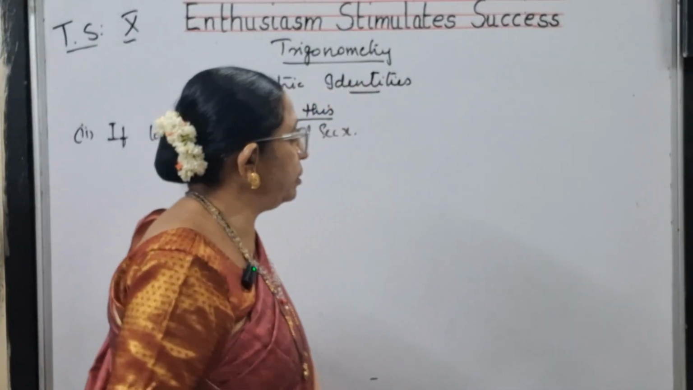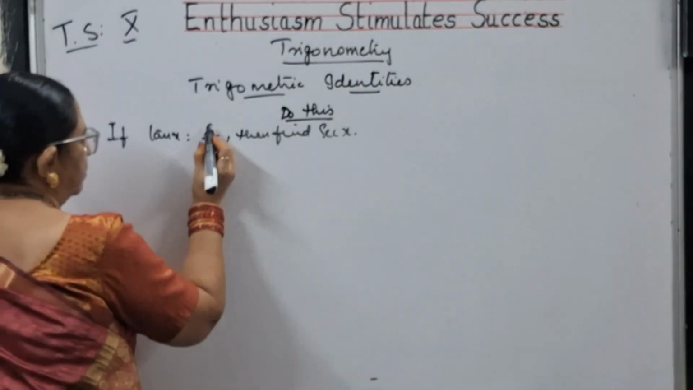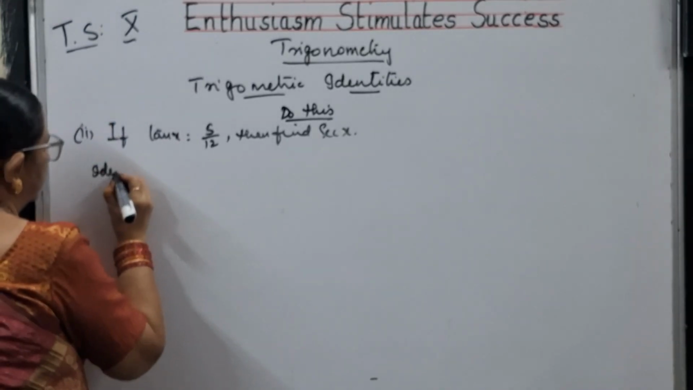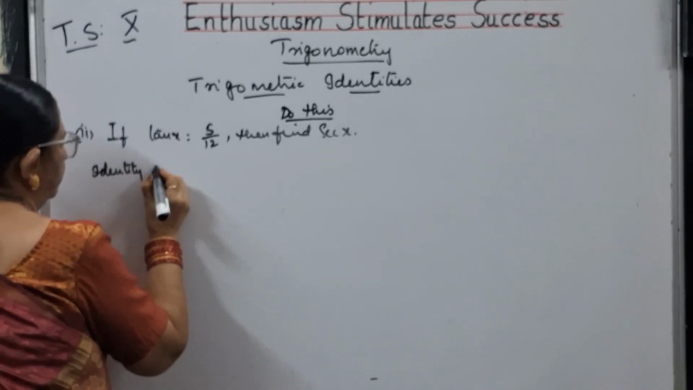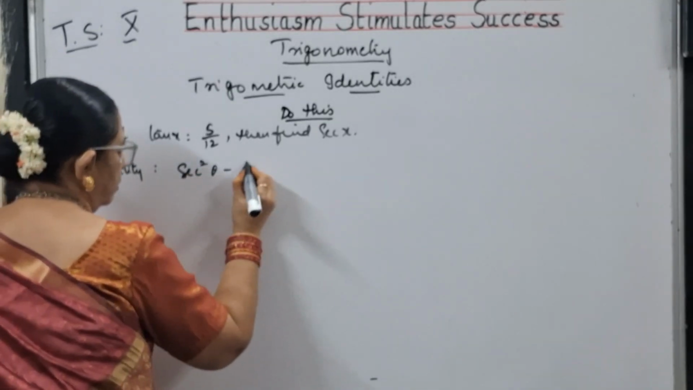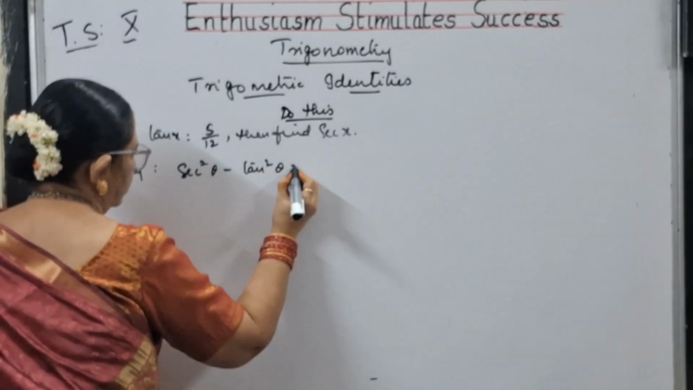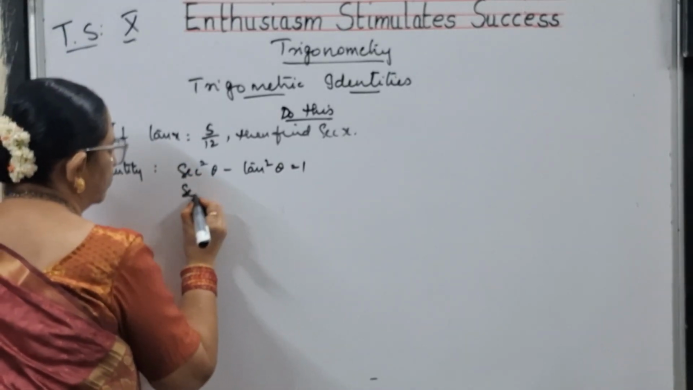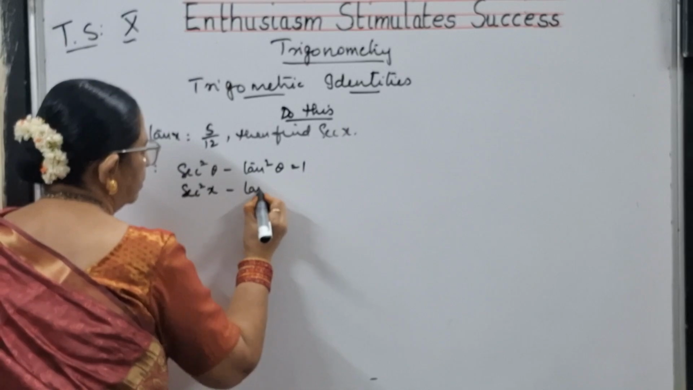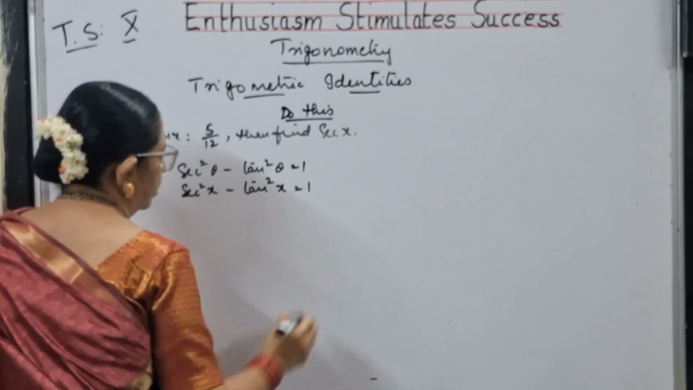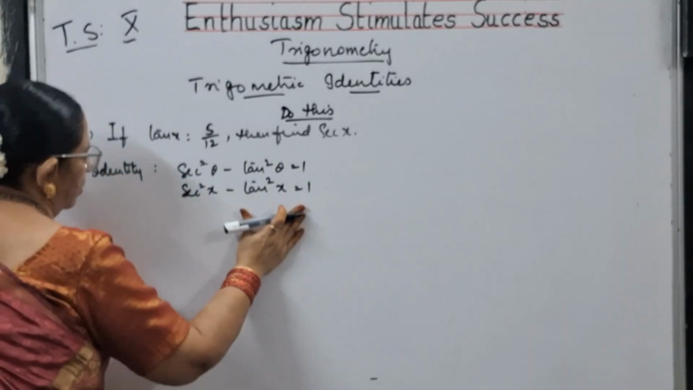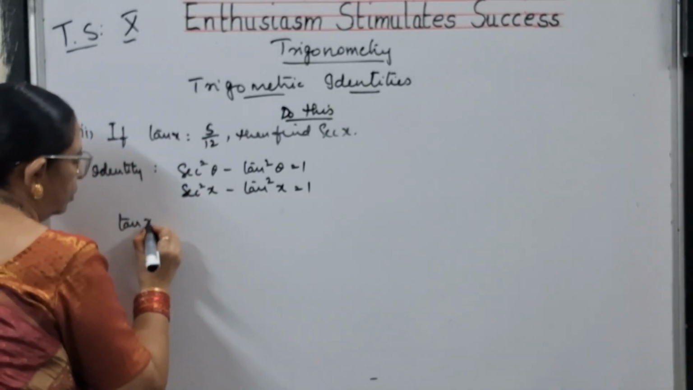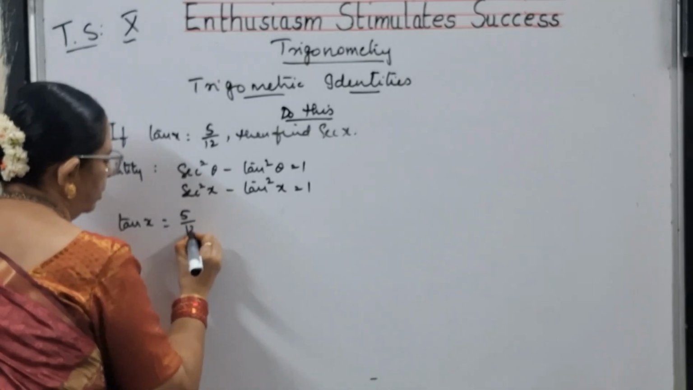Now the second problem, children. If tan x is equal to 5 by 12, find secant x. So what is the identity you have used? Secant square theta minus tan square theta is equal to 1. So in this x is given, so secant square x minus tan square x is equal to 1 is the identity that you are using here. So what is given to you? Tan x is equal to 5 by 12.